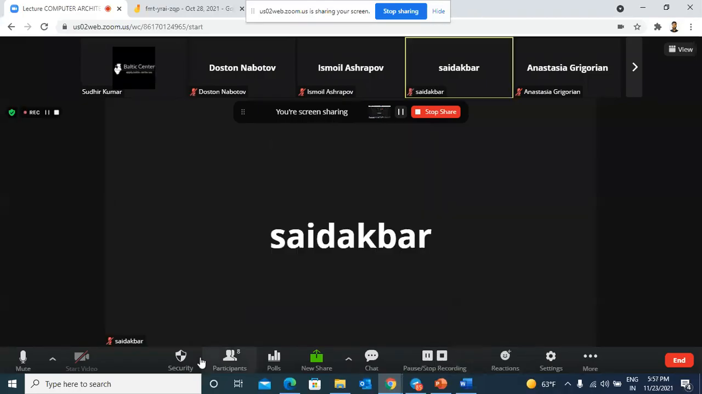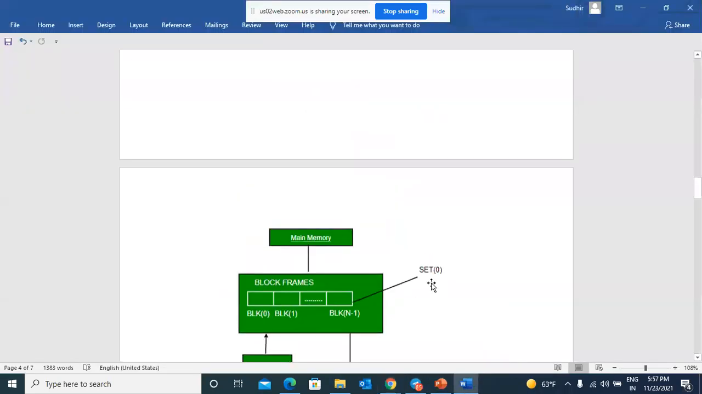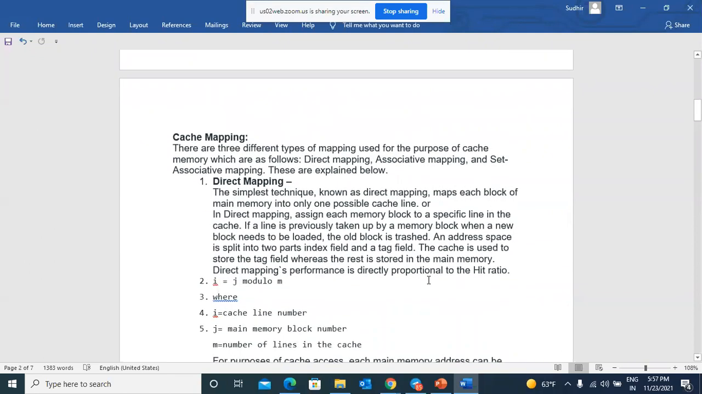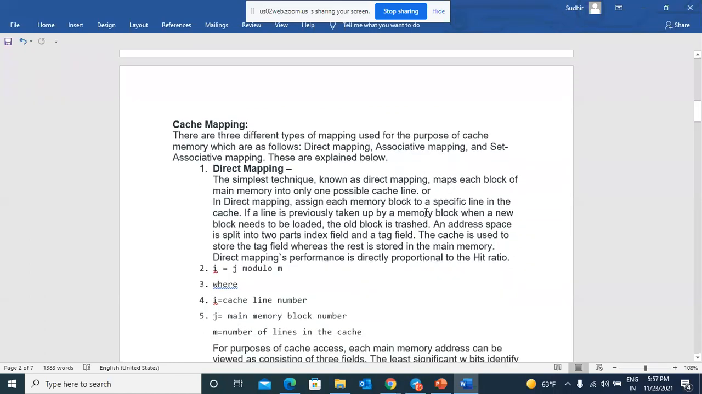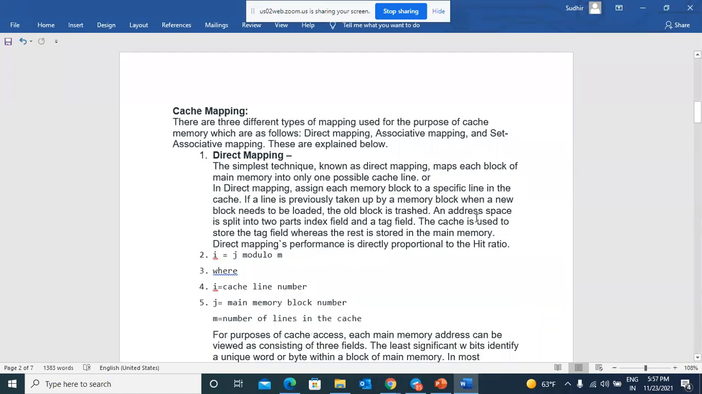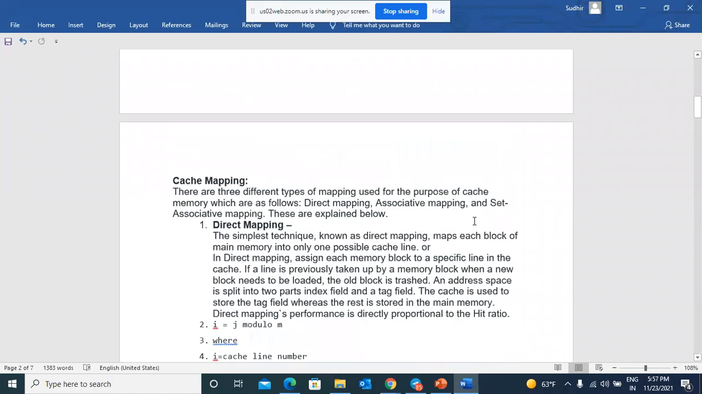Okay, so is it visible? Good afternoon. Good afternoon. Very good afternoon. Is my screen visible? Is there any lag? Yes, yes, we can see your screen. Okay, fine.